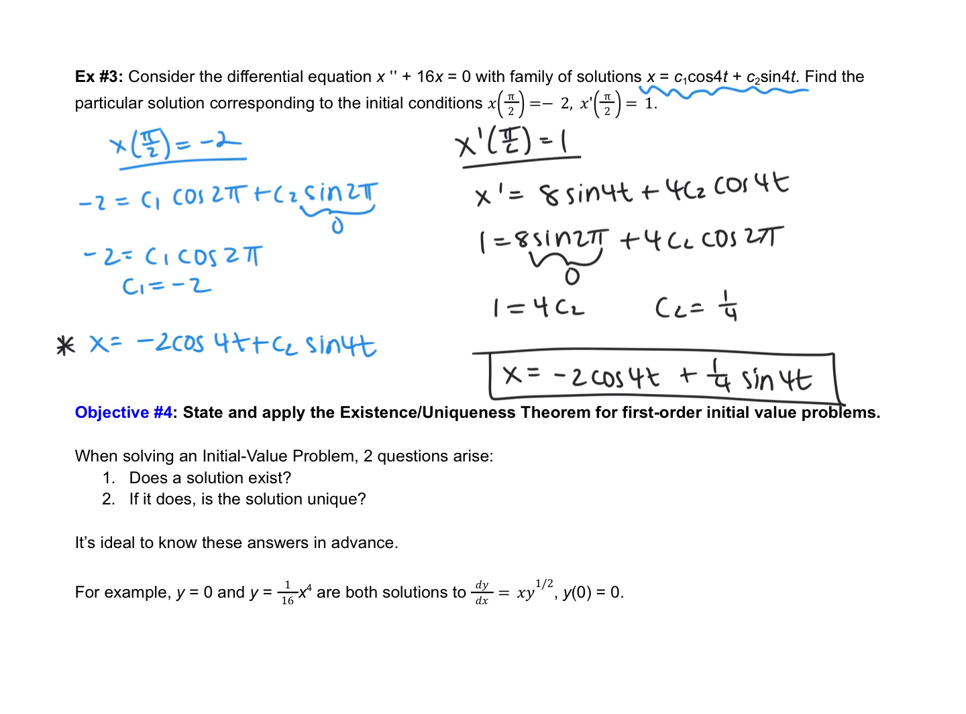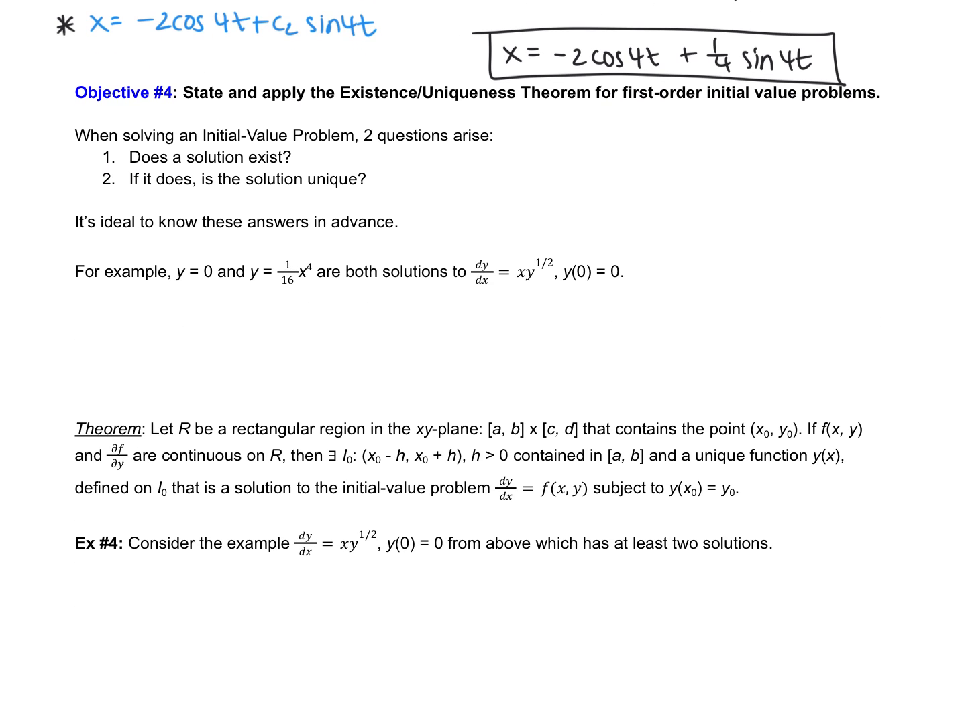So now that we've seen a few examples of what an initial value problem looks like and how to find the parameters associated with a solution, we're going to move on to the two questions that generally arise. So you'll see this right here. When we're solving an initial value problem, before we jump into solving, there's generally two things we want to know. One, is there even a solution? Does a solution exist? And if it does, is it unique? Of course, it would be ideal for us to know these answers before we actually start solving.